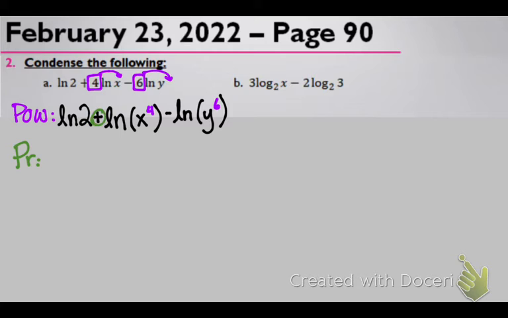Yeah, I'm looking for addition. And because product means two things multiplied together, I know that I'm going to combine those by multiplying my arguments. So I will write natural log of 2 times x to the 4th. They're multiplied together.